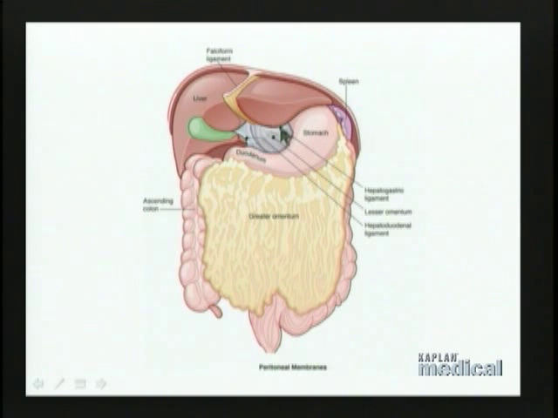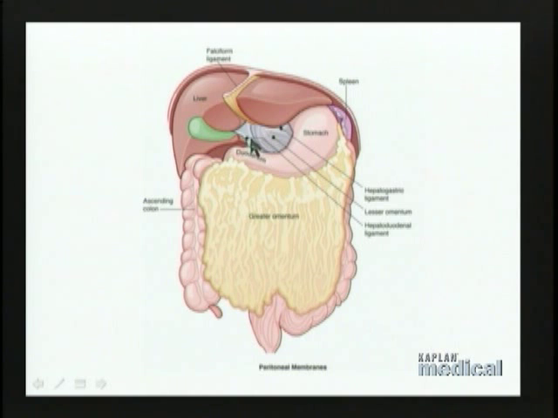This lesser omentum in the adult is often divided into 2 portions. This much larger portion, that's between the liver and the stomach, and since it's between the liver and the stomach, we call it the hepatogastric or gastrohepatic, either way, ligament. So this part of the lesser omentum between the liver and the stomach is the hepatogastric ligament.